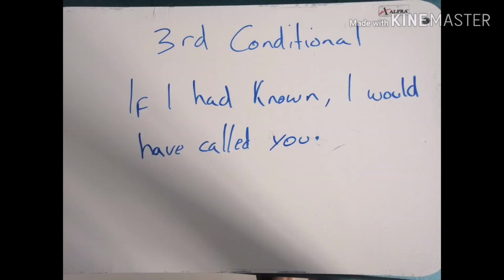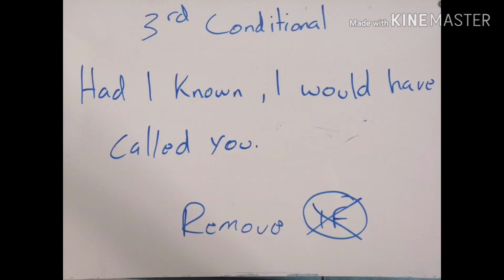Let's take a look at the third conditional. If I had known, I would have called you. In this case, we simply get rid of the word if so that we end up with the following sentence. Had I known, I would have called you. So again, we just remove the word if and we create our inversion with the word had plus the subject and the past participle.